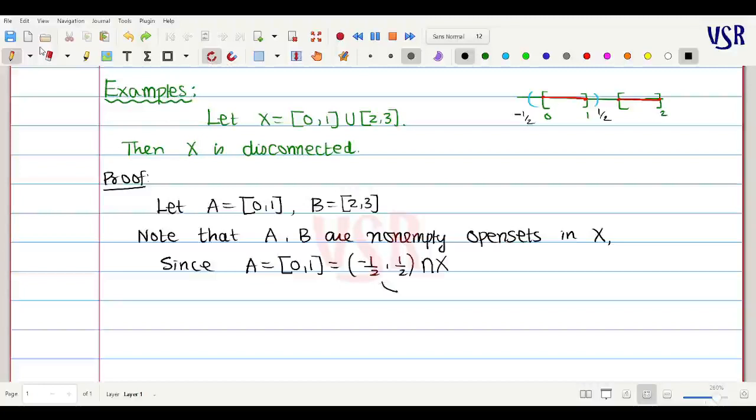So we have since this interval is open in R, இது open set ஆக இருக்கிறதுனால open in R, this would imply that capital A is open in capital X. நம்ம subspace topology படிக்கும்போது படிச்சிருக்கோம்.